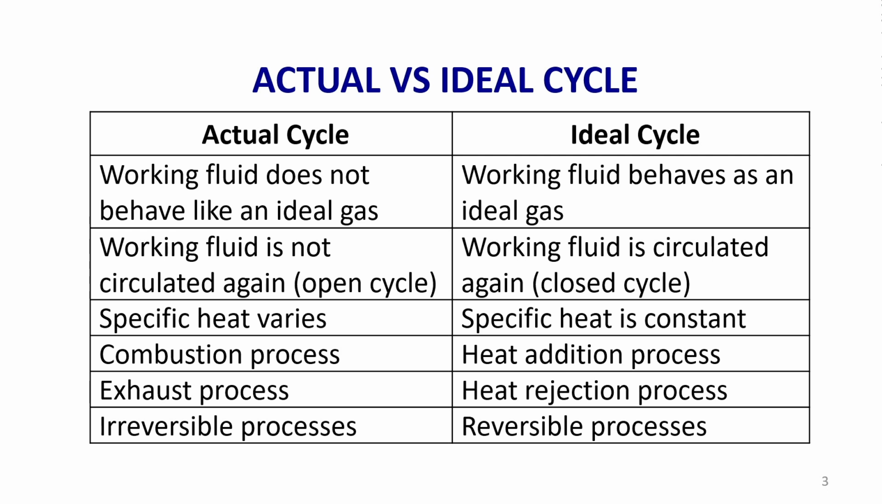What are all the assumptions that have been made? Point number 1 is, the working fluid behaves like an ideal gas. Second, the specific heat remains constant, it does not vary with the temperature. Third, the combustion process is replaced by either a constant volume or constant pressure process, which varies from one cycle to another, which we will see in today's lecture. Combustion process is replaced by a heat addition process. The exhaust process is replaced by a heat rejection process. And the fifth assumption is, the processes occurring in the ideal cycle are internally reversible.